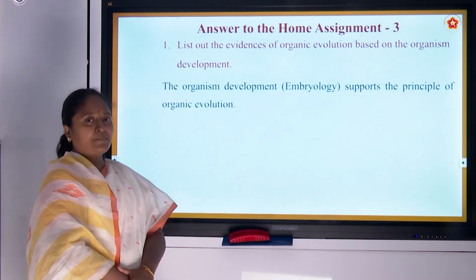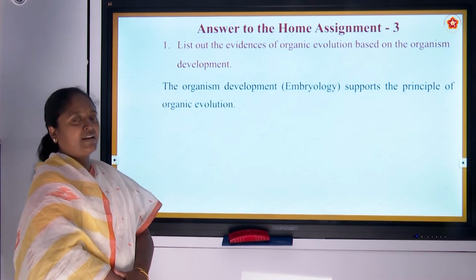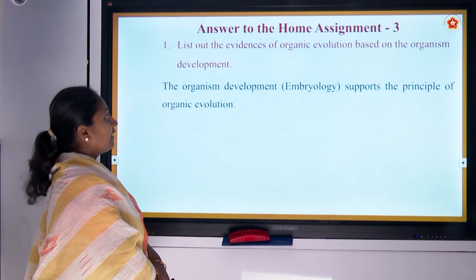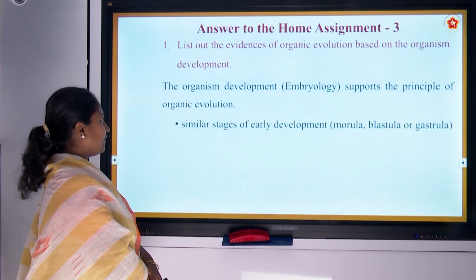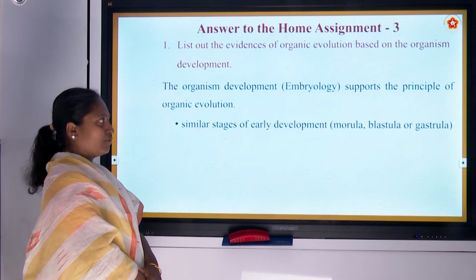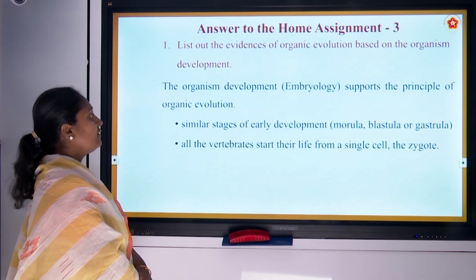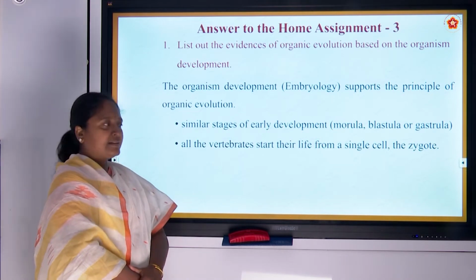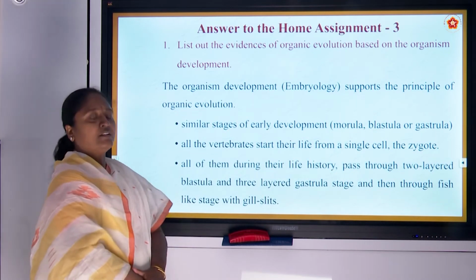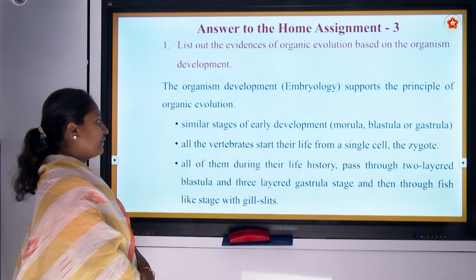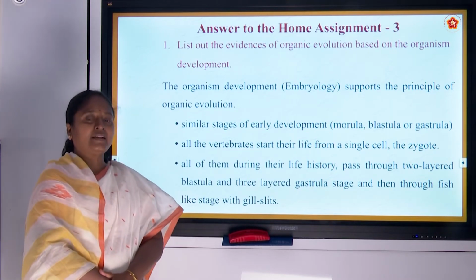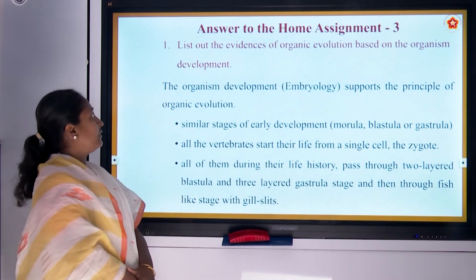The organism development is known as embryology, right? Last time we have studied that the study on the development of organism is embryology. It supports the principle of organic evolution because it has similar stages during the development: morula, blastula and gastrula. All the vertebrates start their life from a single cell, the zygote. All of them during their lifetime pass through the 2-layer blastula and then the 3-layer gastrula, and then we can see the gill slits are also present in the organism during development.